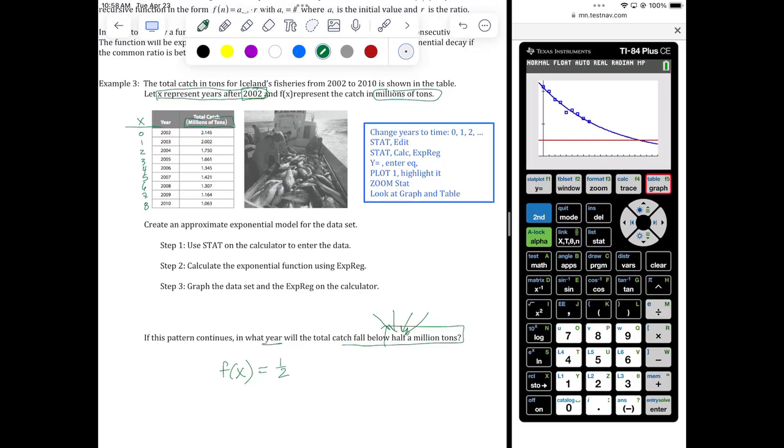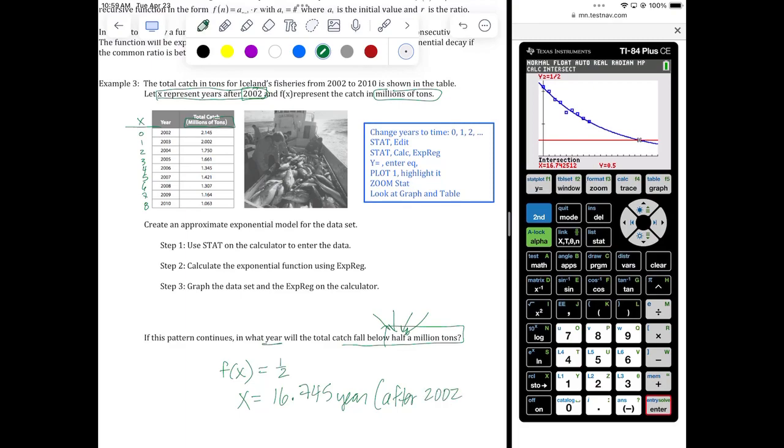So now I just got to find the point of intersection and write down the x value. So second trace number 5, enter, enter, enter. And you get 16.745 years. Now remember, that's years after what year to start with?